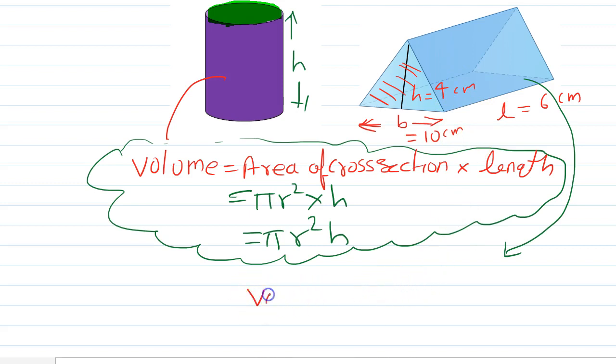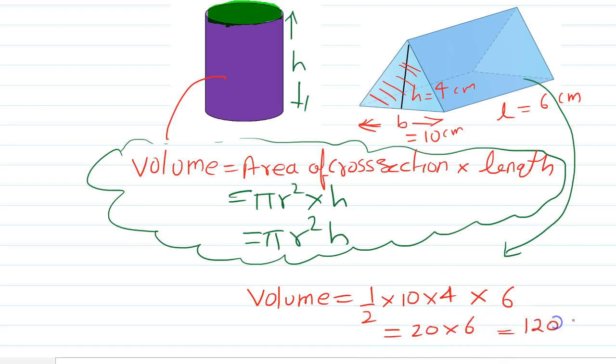So same formula, area of cross section times length. So area of cross section, here it is a triangle, so area of triangle is half, base is 10, height is 4, and times length, length is 6. So 10 times 4 is 40, 40 divided by 2 is 20, and 20 times 6, so it will be 120 centimeter cube. So this is the way we calculate volume.